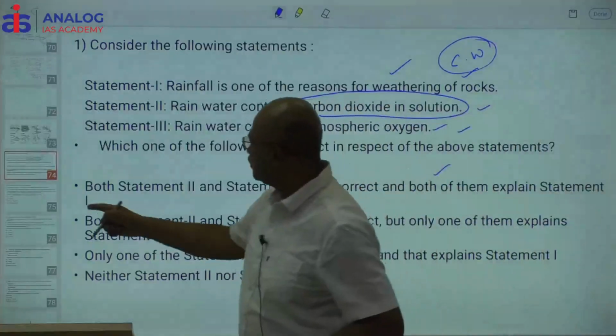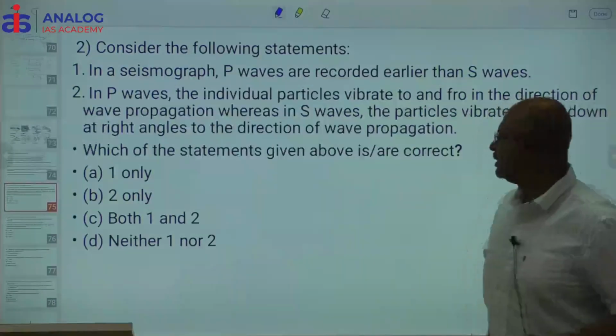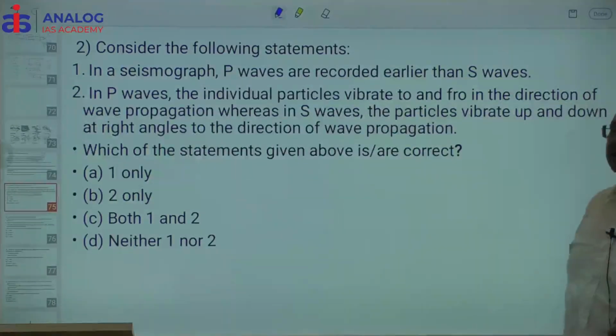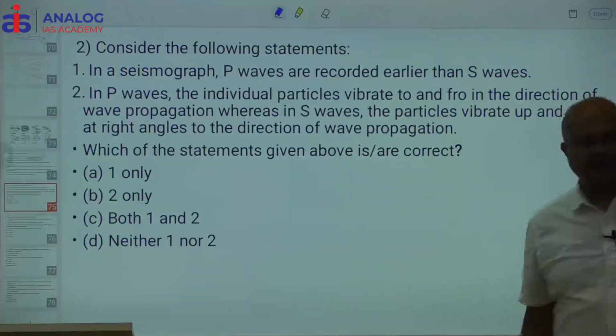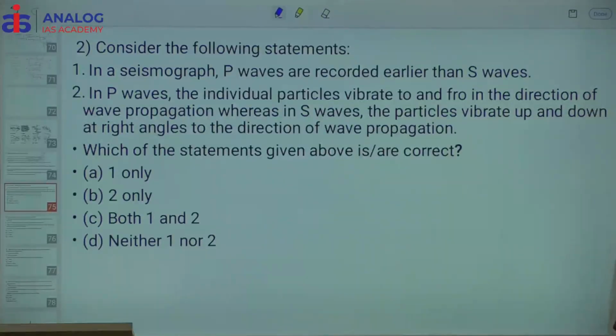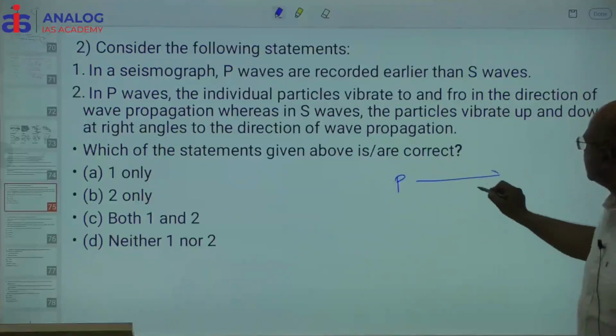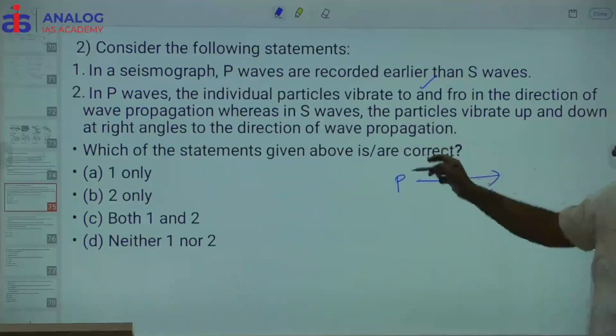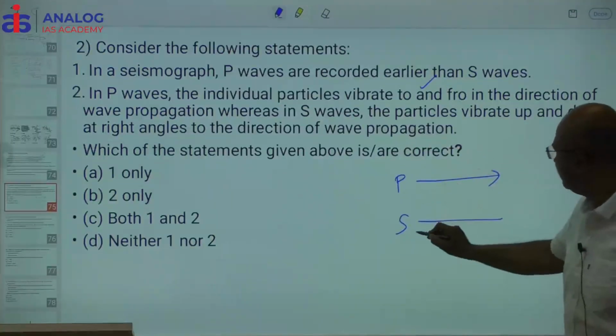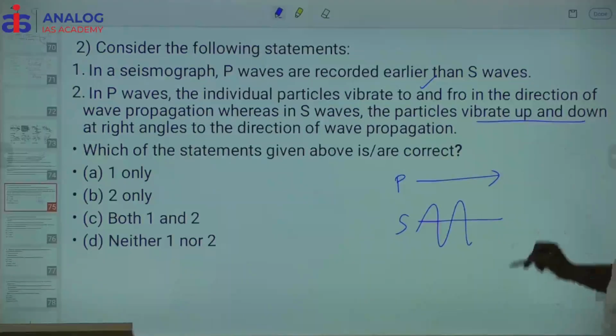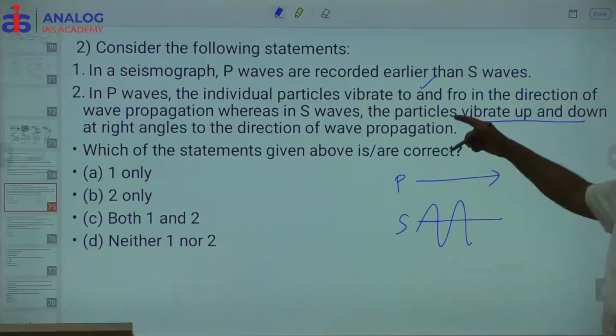Right. Now, next question. Consider the following statement. In a seismograph, P waves are recorded earlier than S waves because of their high velocities. Then, in P waves, the individual particles vibrate to and fro in the direction of wave propagation, whereas in S waves, the particles vibrate up and down at right angles to the direction of wave propagation. P waves, how do they move? Straight line, longitudinal. S waves, I told you that they move up and down, at right angles. So what will be the answer for this?